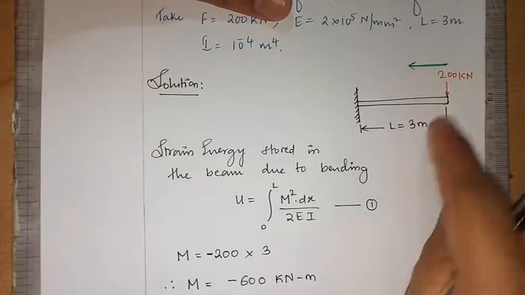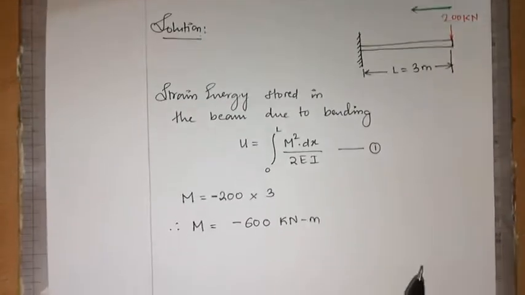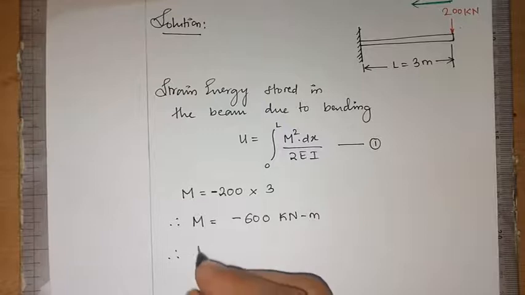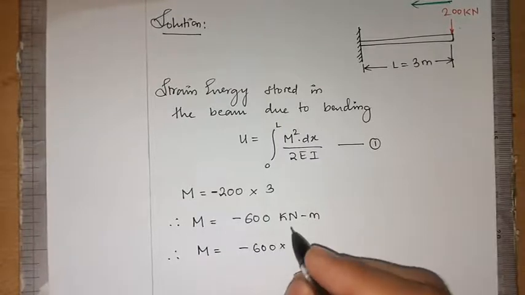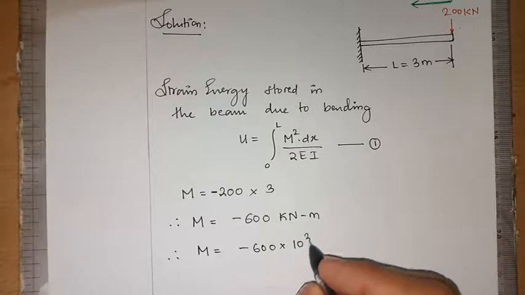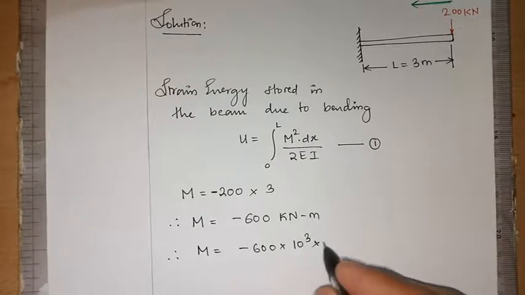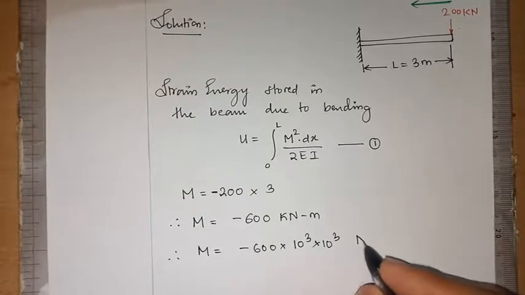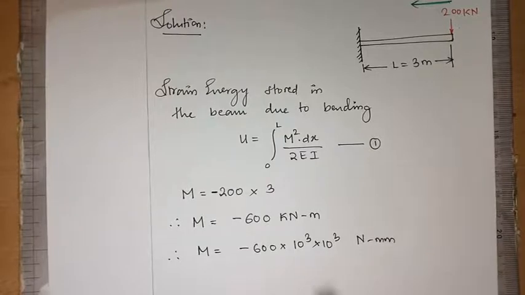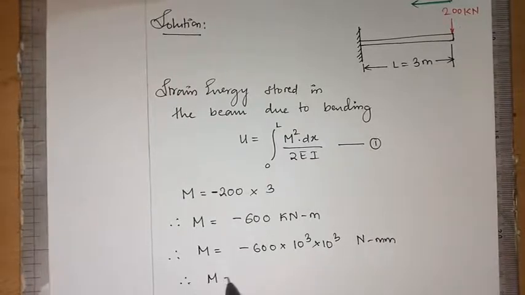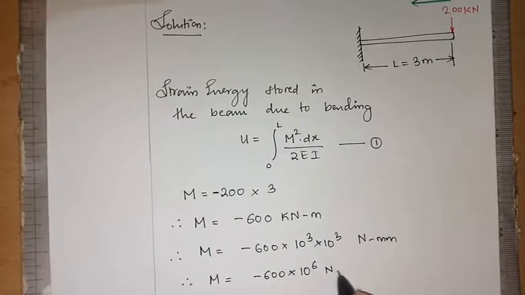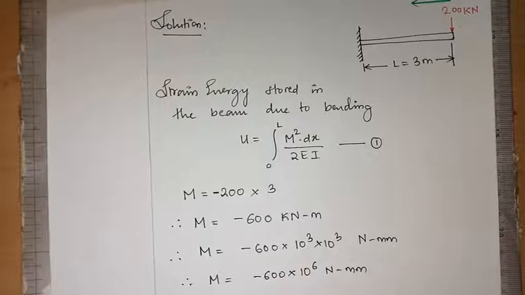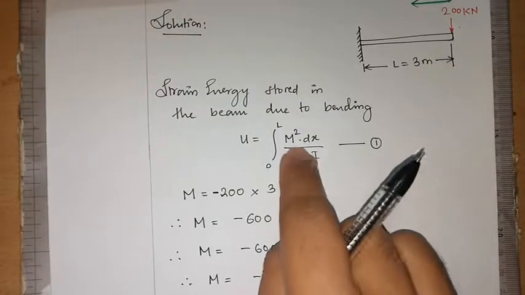This is kilonewton and meter, but I want to express it in Newton mm. So kilonewton is 10 raised to 3 and meter is also 10 raised to 3 mm. So now it will be in Newton mm. Therefore M is equal to minus 600 into 10 raised to 6 Newton mm. Okay, so other things are known.